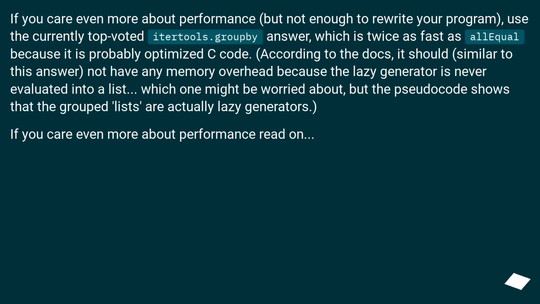If you care even more about performance, but not enough to rewrite your program, use the currently top-voted itertools.groupby answer, which is twice as fast as the above because it is probably optimized C code. According to the docs, it should, similar to this answer, not have any memory overhead because the lazy generator is never evaluated into a list. Which one might be worried about, but the pseudocode shows that the grouped lists are actually lazy generators. If you care even more about performance, read on.